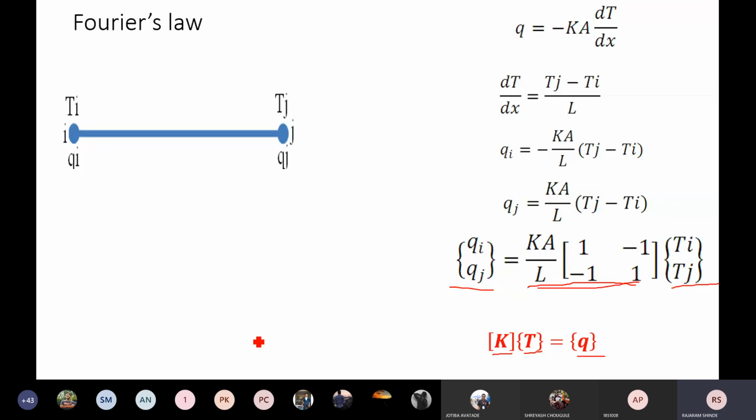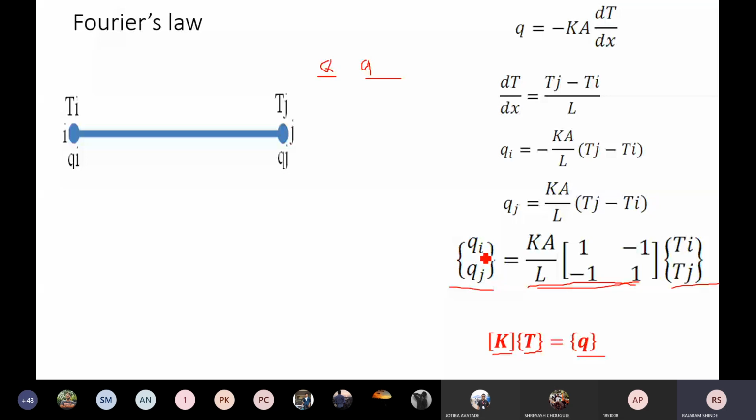Now you have studied this. In heat transfer, you have taken capital Q for heat flow and small q for heat flux. Now here I have taken small q for this heat flow, and I am using the same notation for heat flux also. Heat flux is the heat flow per unit area. If I want to write this equation for heat flow per unit area, I have to divide this equation by area.